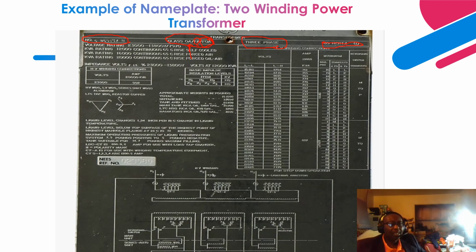Okay, so now let's go to the voltage rating, right? The voltage rating is shown over here, right? Okay, so we have the high voltage side that is shown as a 23 kV voltage. So the high voltage side is rated at 23 kV.